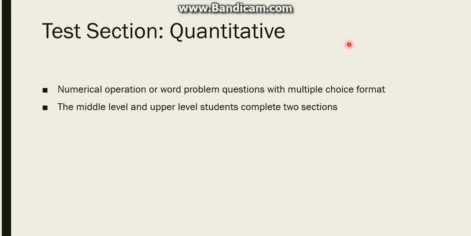The quantitative section of the SSAT is the math section. So the grade 3 and 4 students do one section on the test, and the upper level students do 2 sections. It's multiple choice format.